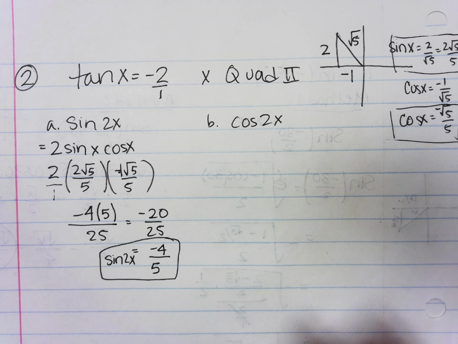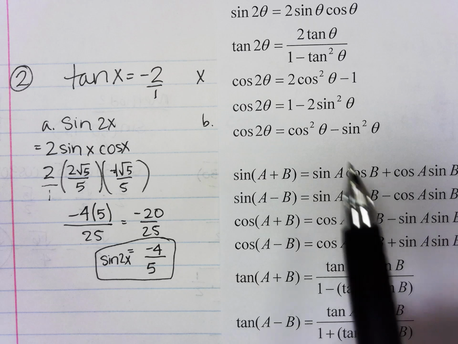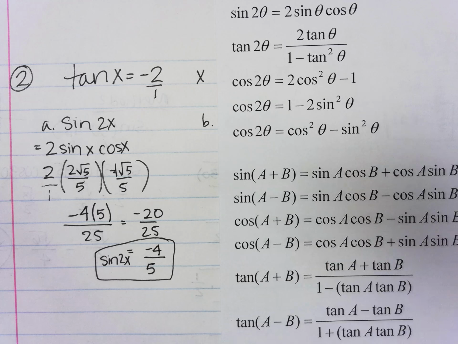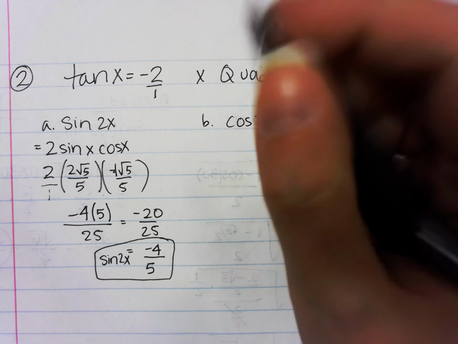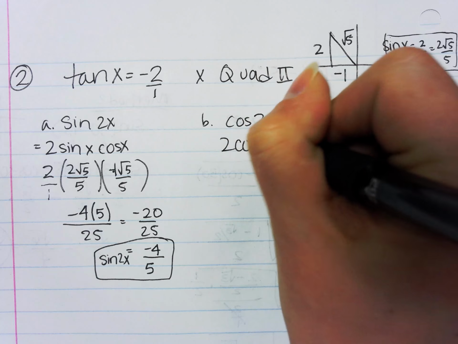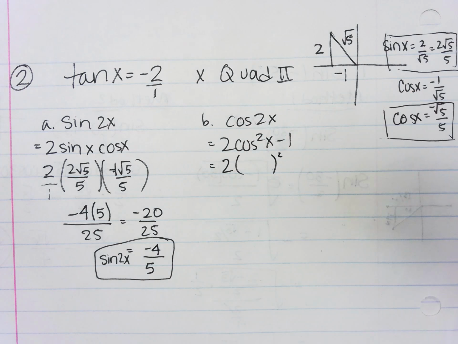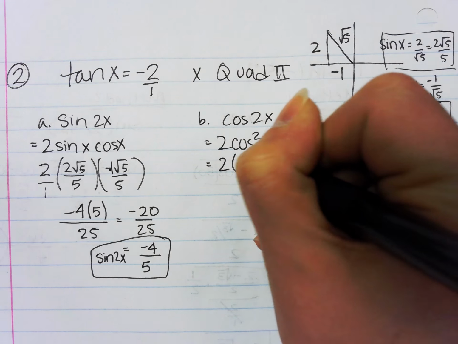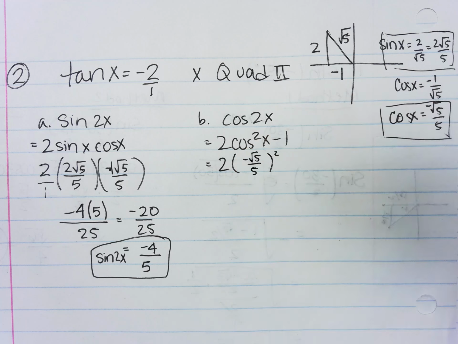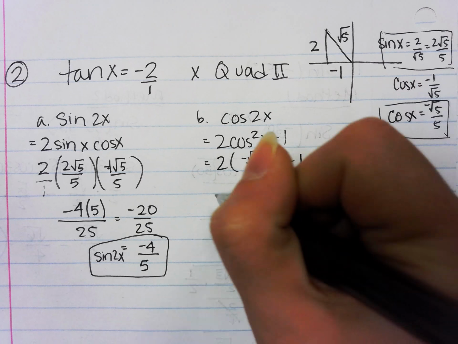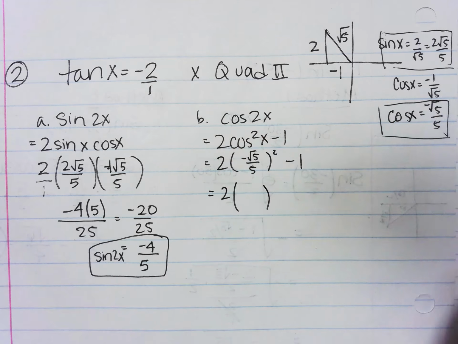Okay, we're going to do a similar thing for the cosine of 2x. So for the cosine of 2x, we just pick one of the values that we have here. So I'm going to pick this first one, 2 cosine squared theta minus 1. And we have cosine of x right here. So let's plug it in, negative root 5 over 5. And we're squaring it. So I'm going to square that first.